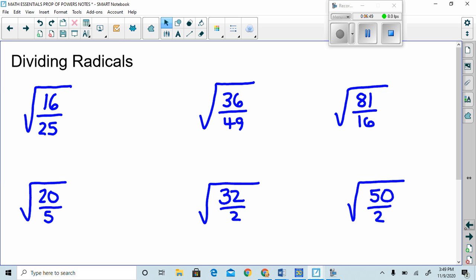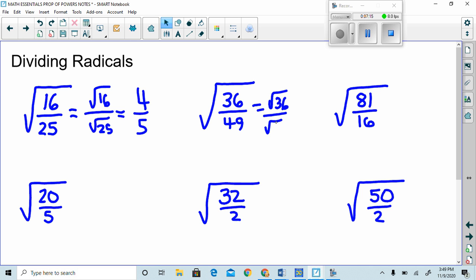On to division. I'm not sure if I touched upon this with both groups. When I'm looking at division and radicals, there's two ways that we can look at this. Since this is saying the square root of 16 divided by 25, I could also break this down to its two components and get 4/5. Let's see that again. Perfect square roots. Square root of 36 divided by the square root of 49 will give me 6/7.